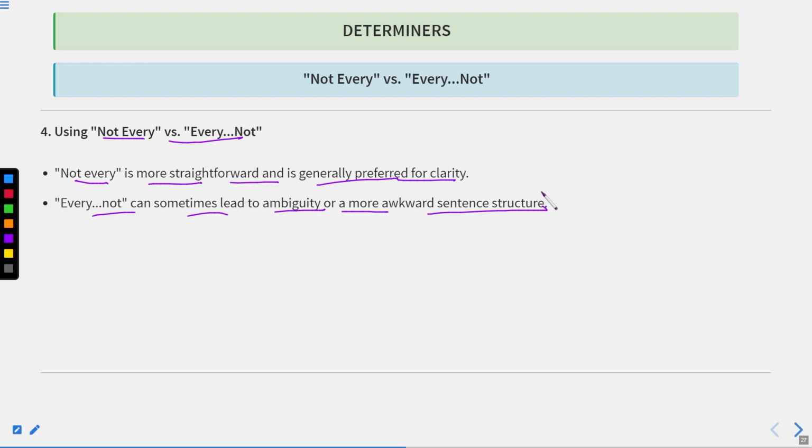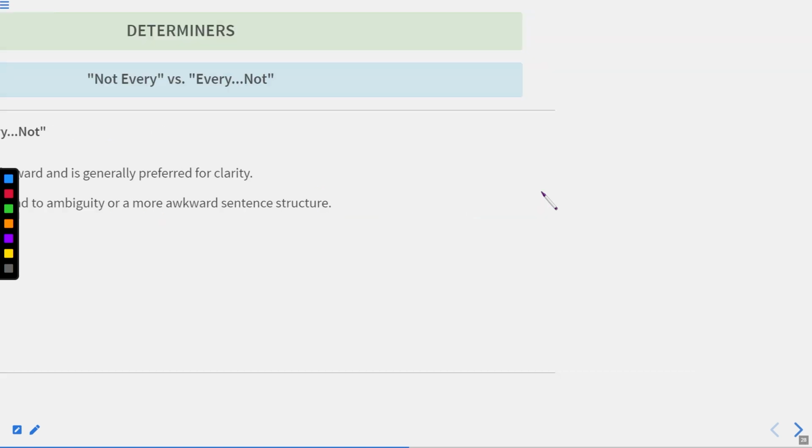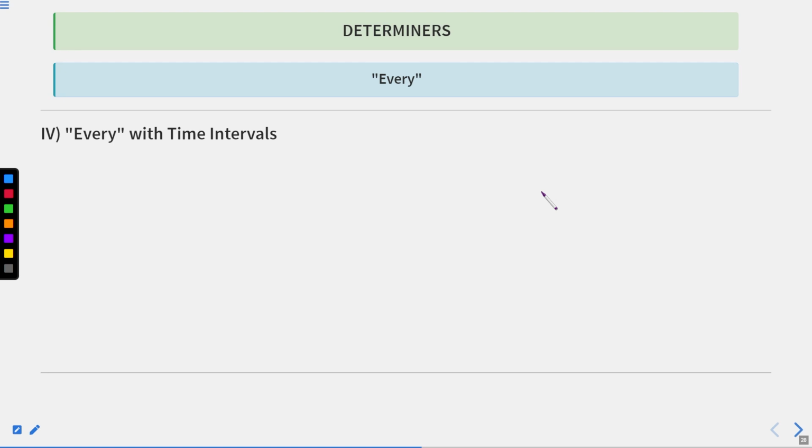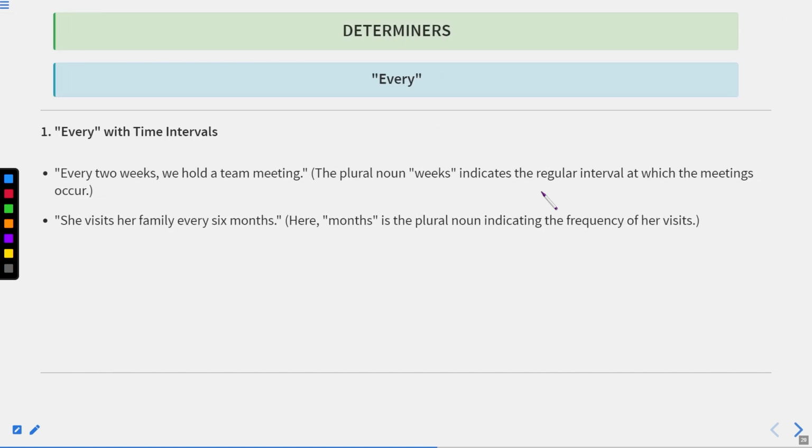However, if we are using it tense-wise, we can use it. Every with time intervals. Every 2 weeks, we hold a team meeting. So every 2 weeks means after 2 weeks of interval. It means after 2 months we have a meeting, then again after 2 months we have a meeting. Every 2 months refers to the time interval. The plural noun weeks indicates the regular interval at which the meetings occur.